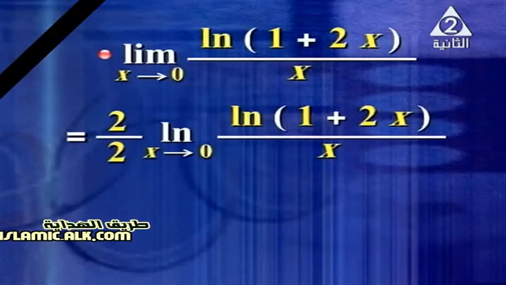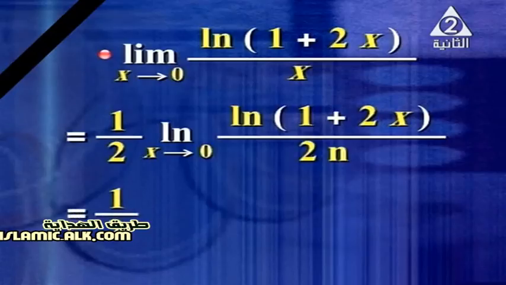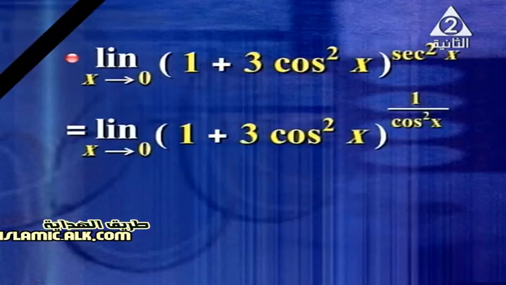Limit when x tends to 0 of ln of 1 plus 2x over x equals 2 times the limit when x tends to 0 of ln of 1 plus 2x over 2x. The answer is 2 times 1, which equals 2. Limit when x tends to 0 of 1 plus 3 cosine squared x, all to the power of sec squared x, is the limit when x tends to 0 of 1 plus 3 cosine squared x, all to the power of 1 over cosine squared x. The answer is e power 3.